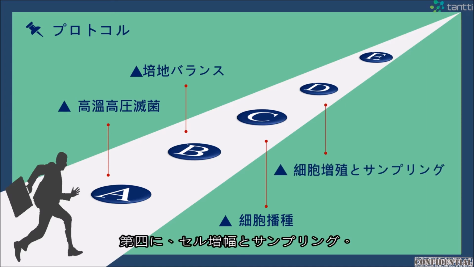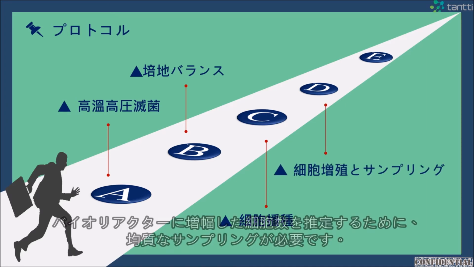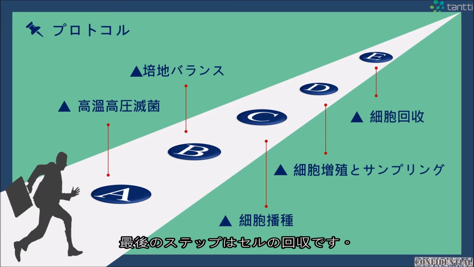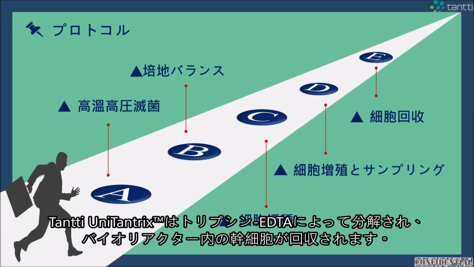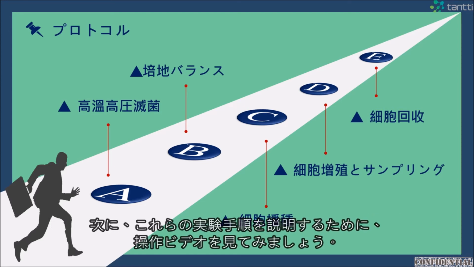Fourth, cell expansion and sampling. Homogeneous sampling is required to estimate the cell numbers during expansion in the bioreactor. The last step is cell recovery. All TAN-T UniTantrix can be degraded by trypsin EDTA, and the stem cells in the bioreactor are then recovered. Next, let us watch the operating video to illustrate these experimental steps.